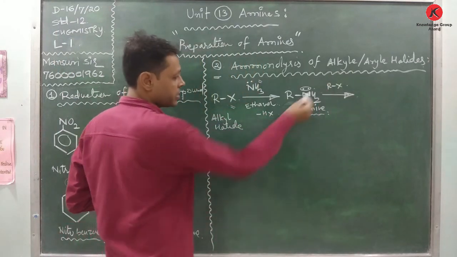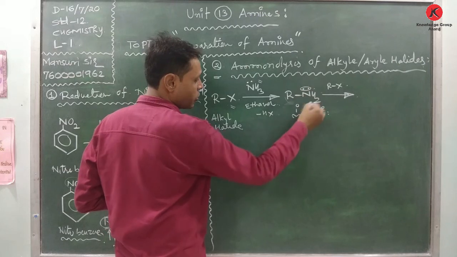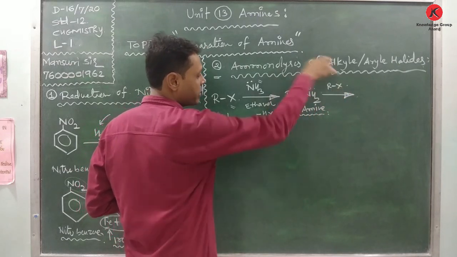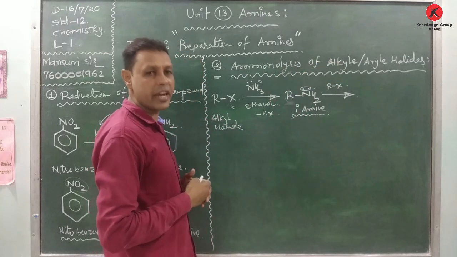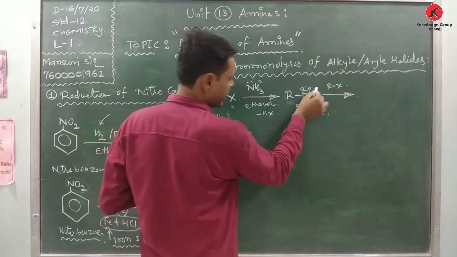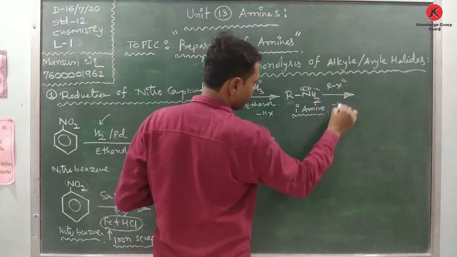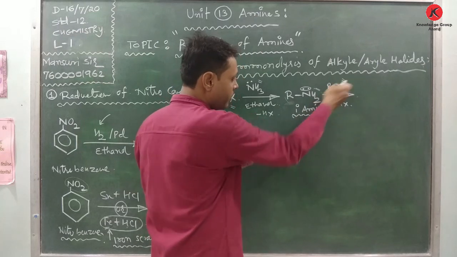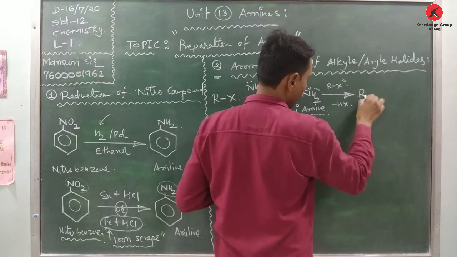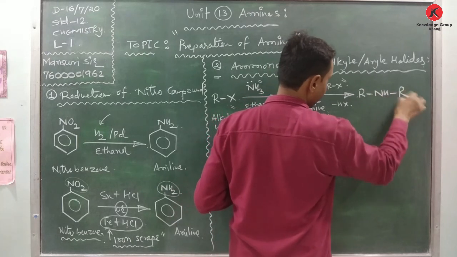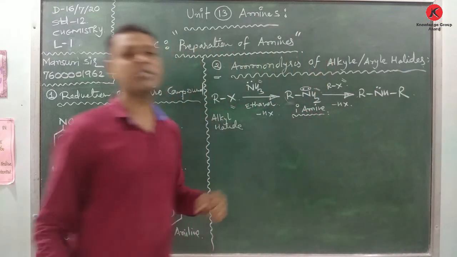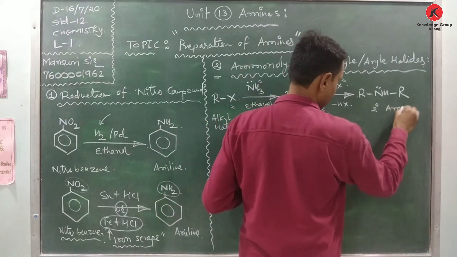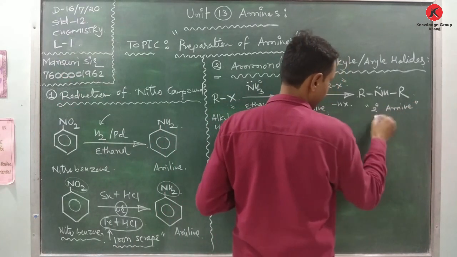Then what will form? This is nucleophile. This is substrate. So nucleophile will attack the substrate and forms secondary amine. How is it possible? H and X will be removed as HX and R will be going toward N. So R, NH, R. This is secondary amine.